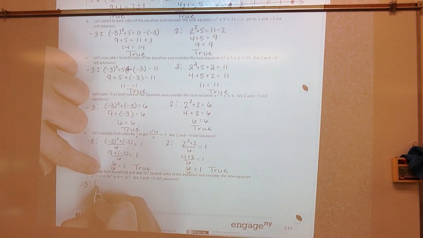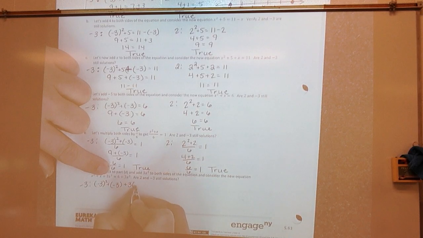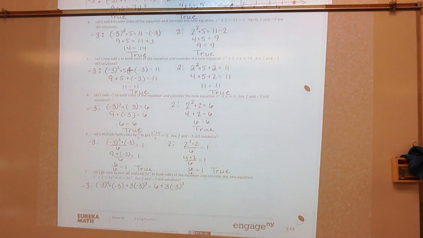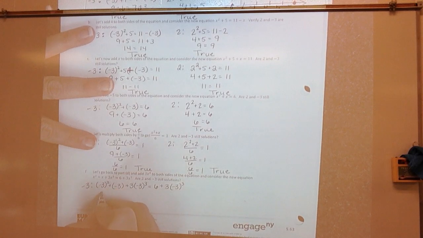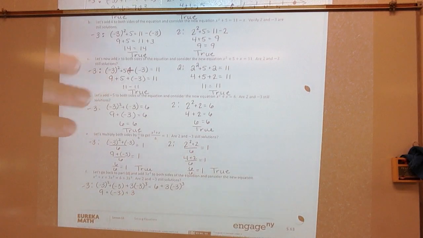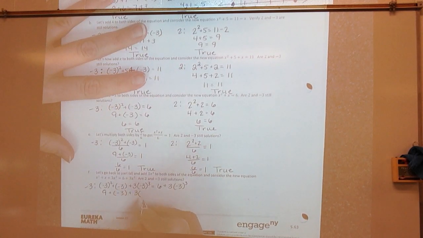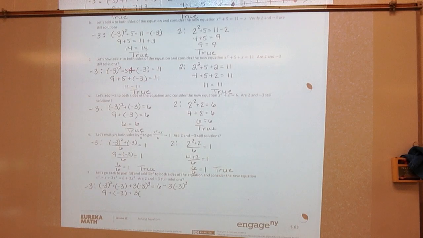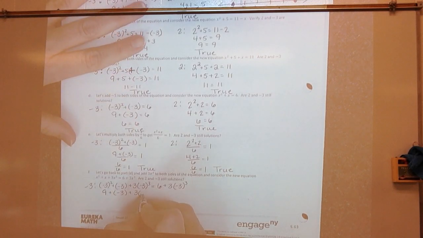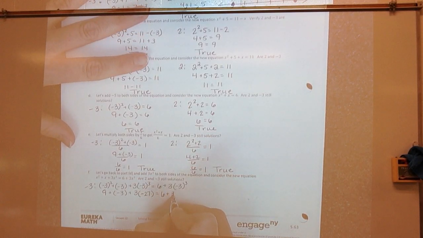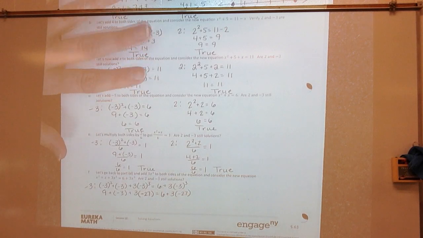Let's look. So negative 3 squared plus negative 3 plus 3 times negative 3 cubed is equal to 6 plus 3 times negative 3 cubed. Alright, so negative 3 times negative 3 is 9 plus a negative 3 plus 3 times, well, let's do negative 3 cubed. Negative 3 times negative 3 is 9. 9 times negative 3 is negative 27. Alright, so 6 plus 3 times, and we've already figured out that's negative 27.